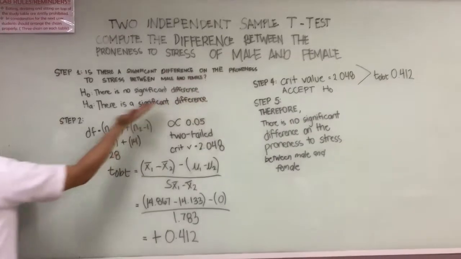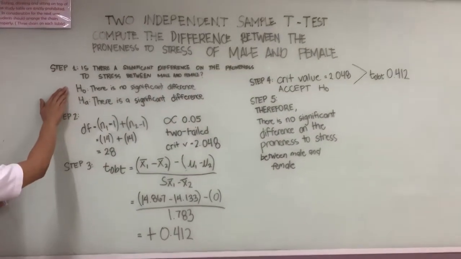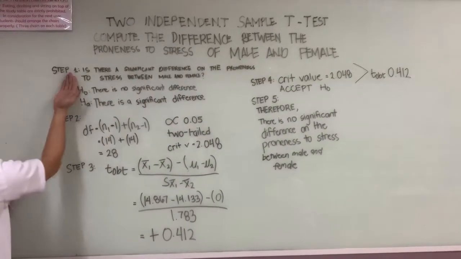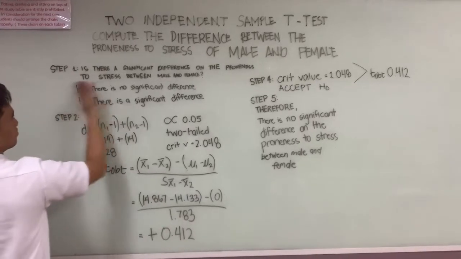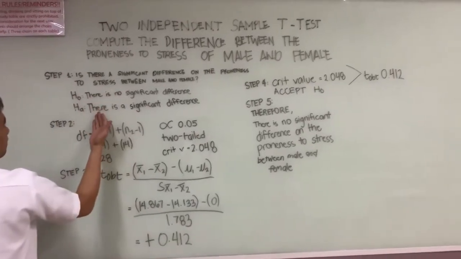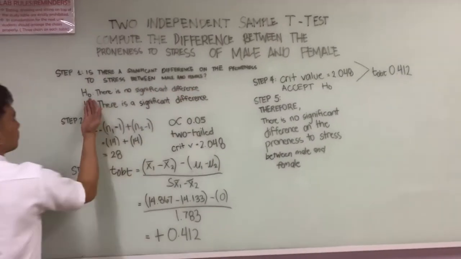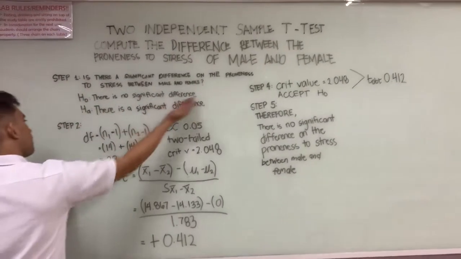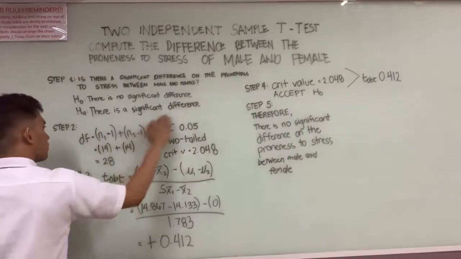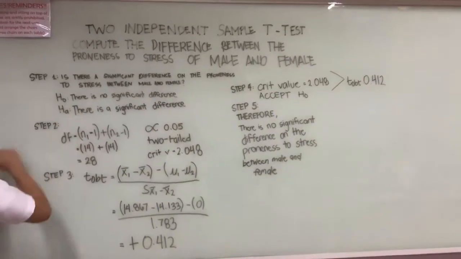Since we are done with all the computations, we should proceed to the second and the rest of the steps to know which hypotheses we will accept in the end. Step 1. We should indicate our problem and form our null and alternative hypotheses. The problem begins in this step with the question being, is there a significant difference on the proneness to stress between male and female? Our null hypothesis for this problem would be, there is no significant difference, and our alternative hypothesis would be, there is a significant difference on the proneness to stress between male and female.